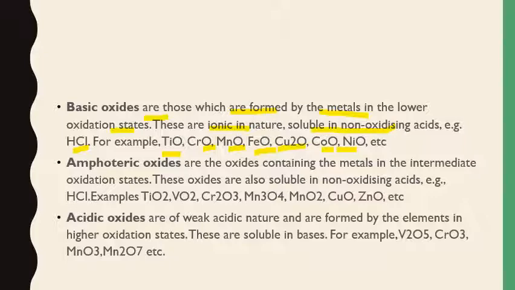Now if we talk about the amphoteric oxides, these are the oxides containing the metals in the intermediate oxidation state. So they have the medium oxidation state and they are also soluble in non-oxidizing acids like hydrochloric acid. Examples of amphoteric oxides are, again, titanium oxide, vanadium oxide, here Cr2O3, Mn3O4, MnO2, cupric oxide, zinc oxide.